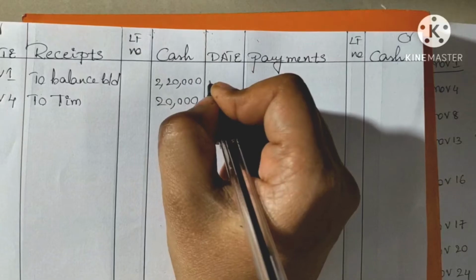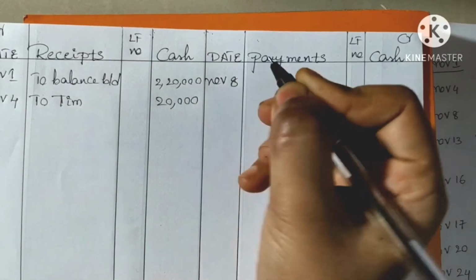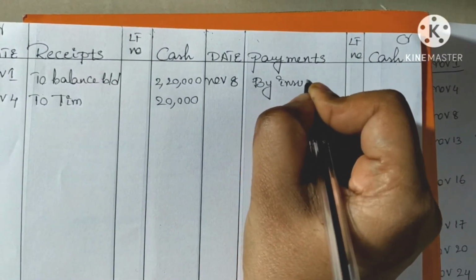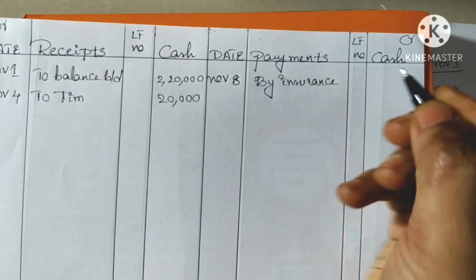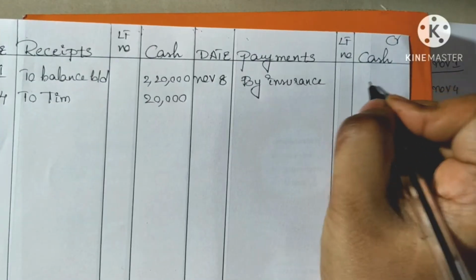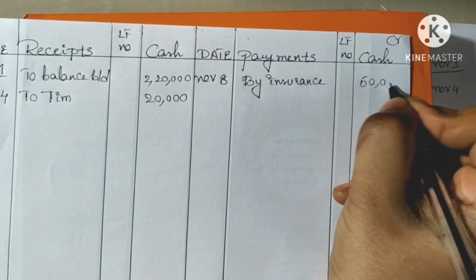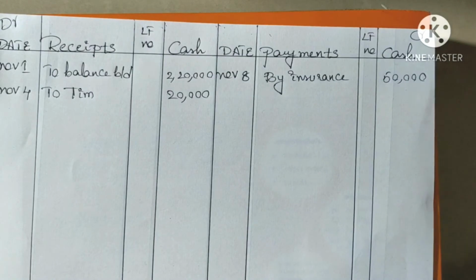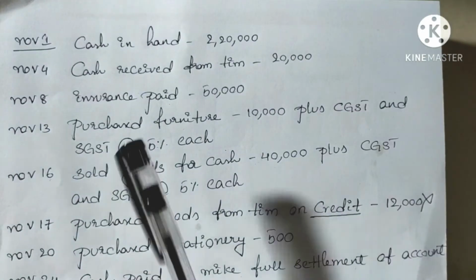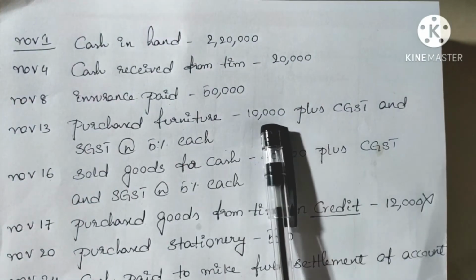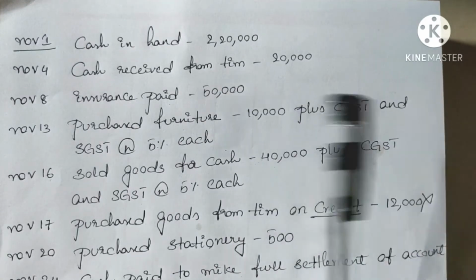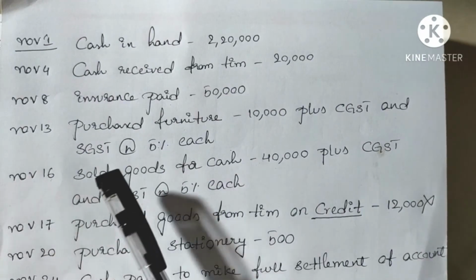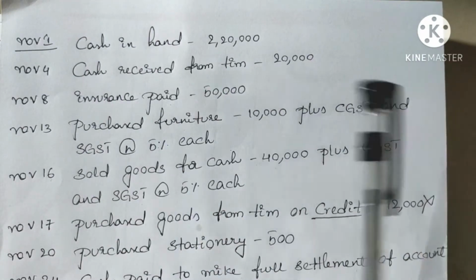as buy insurance, and the date is November 8th, and the amount is 50,000 in the cash column. Our next transaction is purchased furniture 10,000 plus CGST and SGST at 5% each.